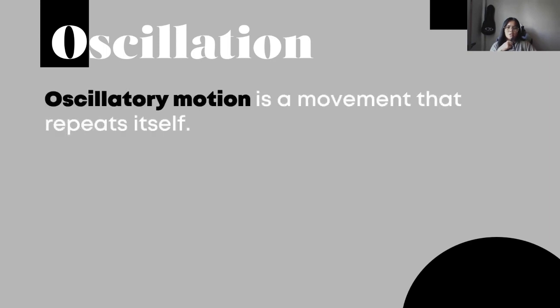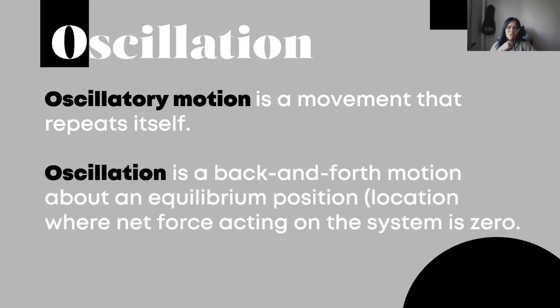Oscillatory motion is a movement that repeats itself. Oscillation is a back and forth motion about an equilibrium position, wherein the location where the net force acting on the system is zero. We have an example of an oscillatory motion, the pendulum.